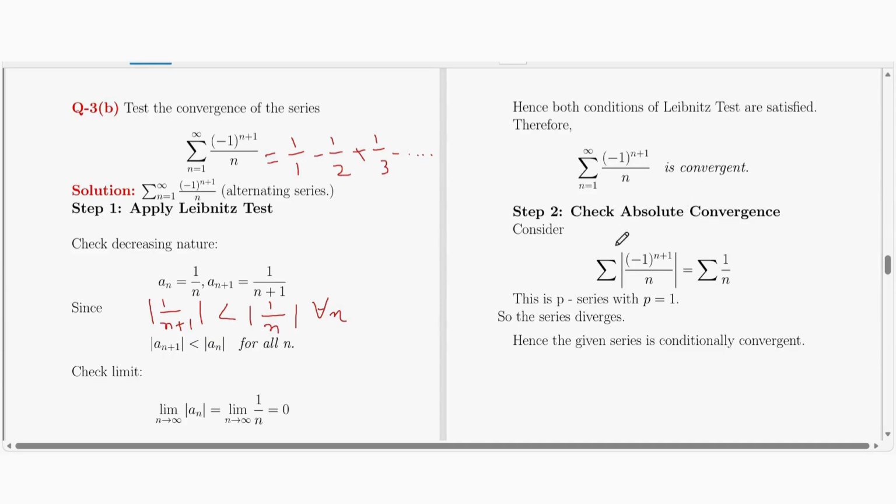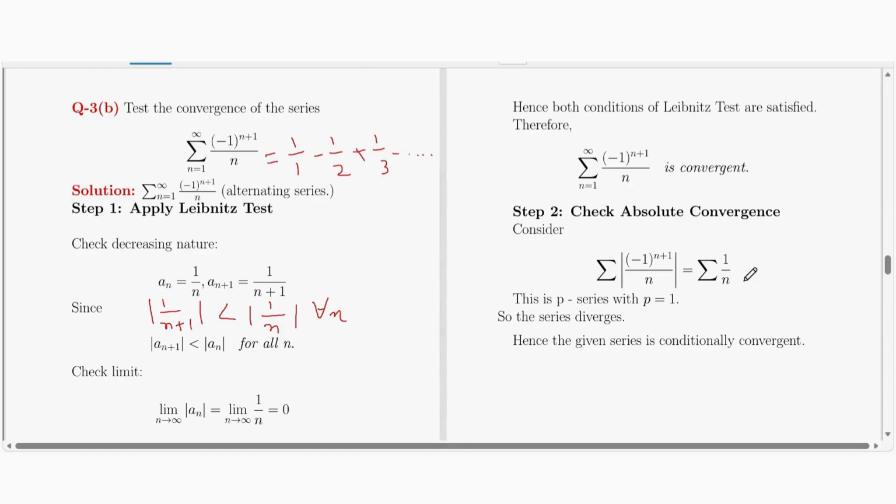Now this is an alternating series, so we need to check whether it is absolutely convergent or conditionally convergent. For this alternating series, take its absolute value. So for the series (-1)^(n+1) upon n, take the absolute value. The negative sign becomes positive, so we get the series 1 upon n. After taking the absolute value, this alternating series becomes a positive term series. Now check the convergence of this positive term series.